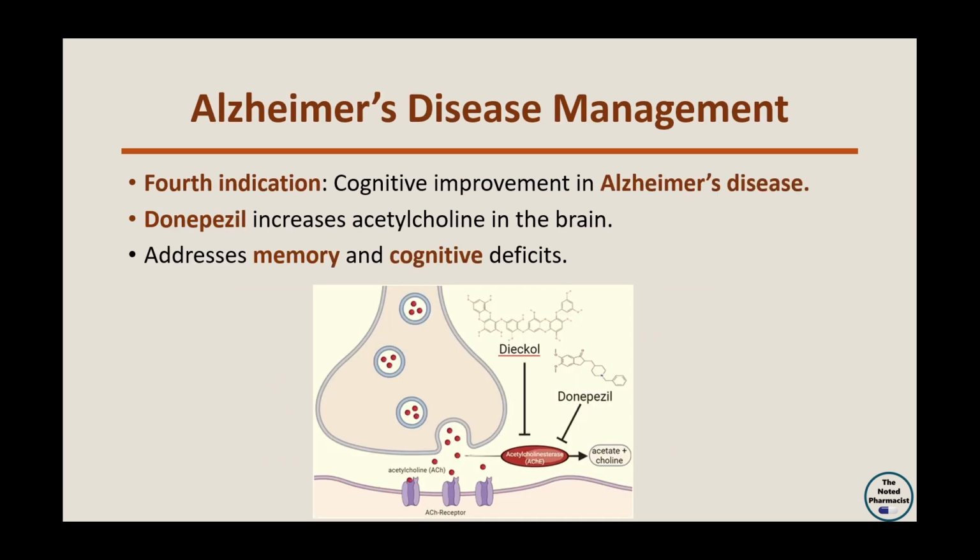In Alzheimer's disease, parasympathomimetics like donepezil support cognitive function by boosting acetylcholine levels in the brain. This mechanism addresses the cholinergic deficit that contributes to memory impairment, underscoring its significance in neurodegenerative disorders.